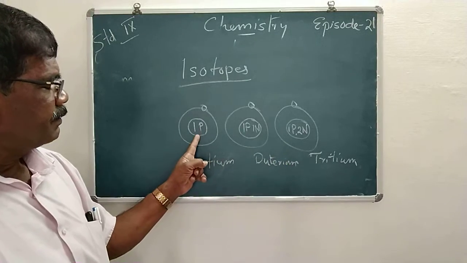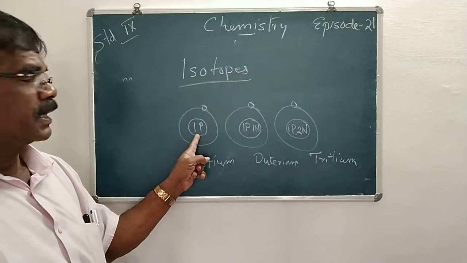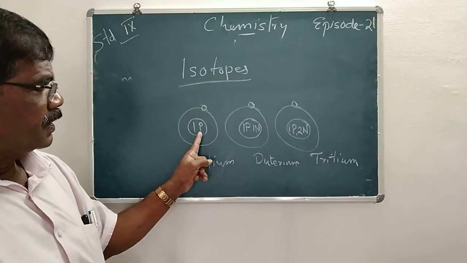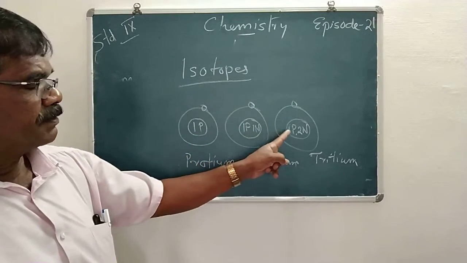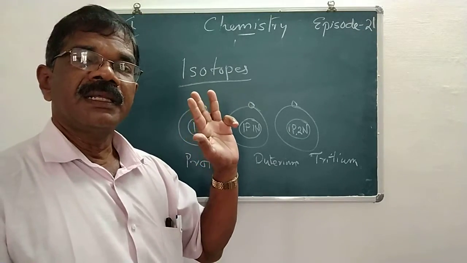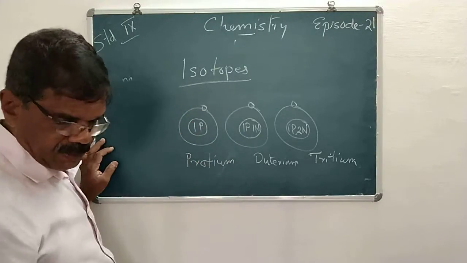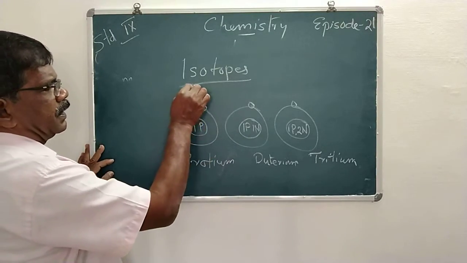So, here the mass number is 1, since mass number is equal to proton plus neutron. Here the mass number is 2. Here the mass number is 3. So, this is the difference. Same atomic number, but different mass number. This can be represented by the symbol protium, and we represent it by the symbol H.